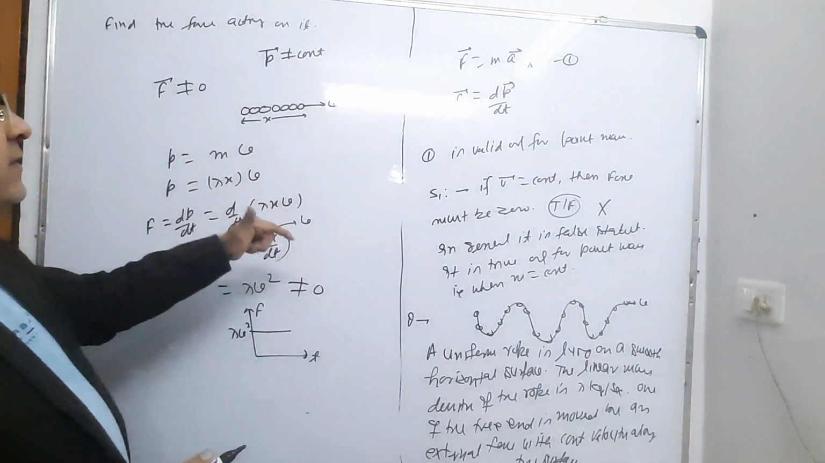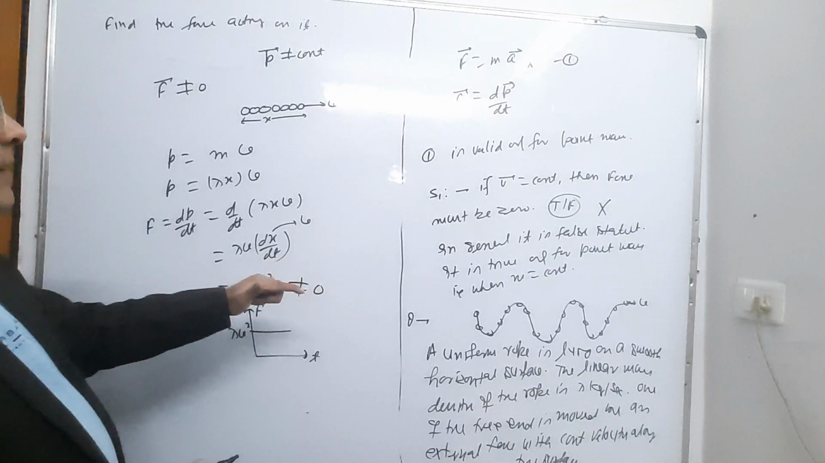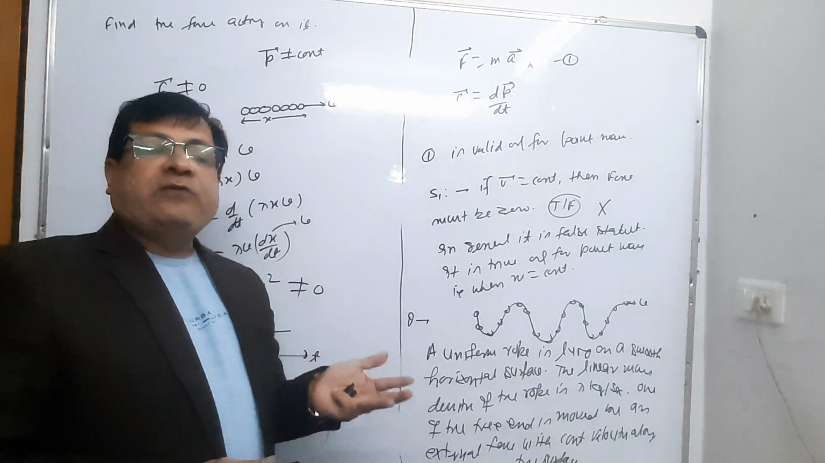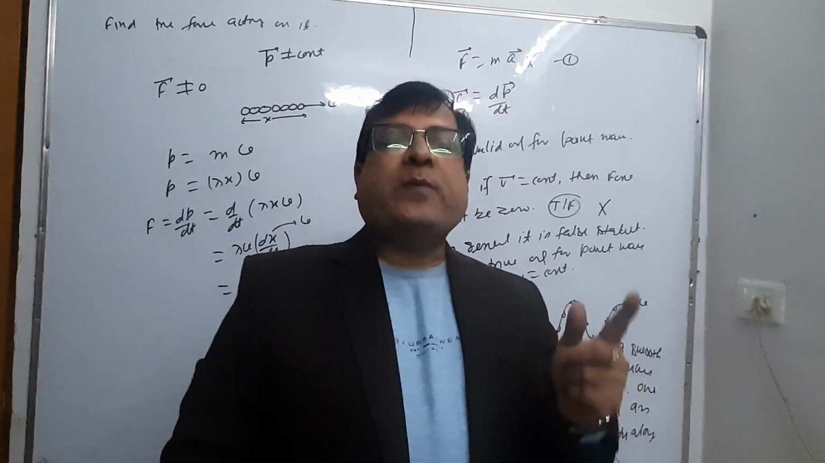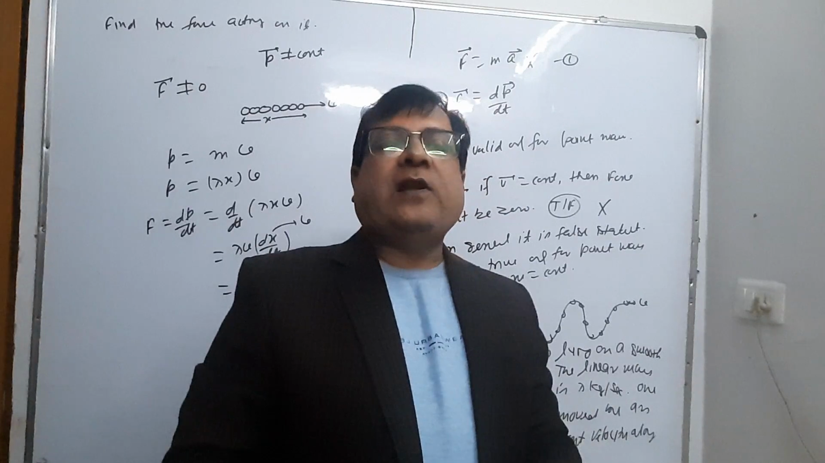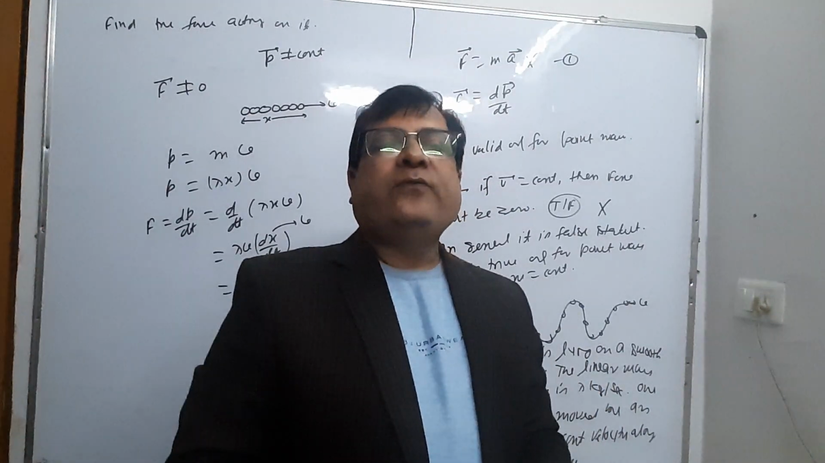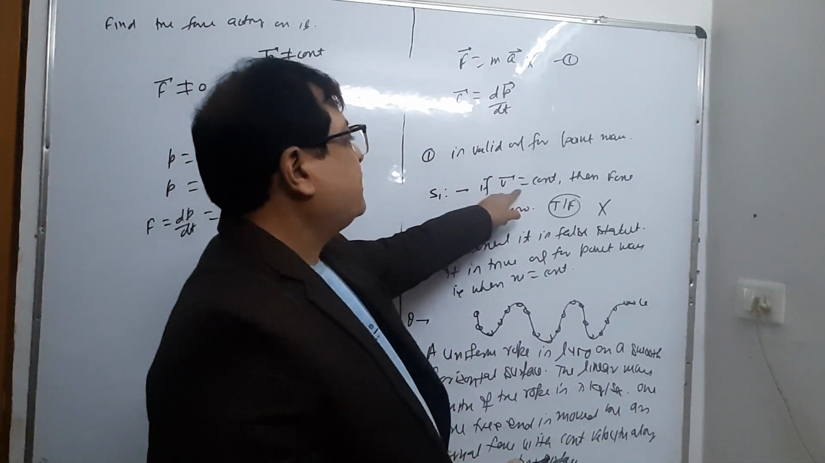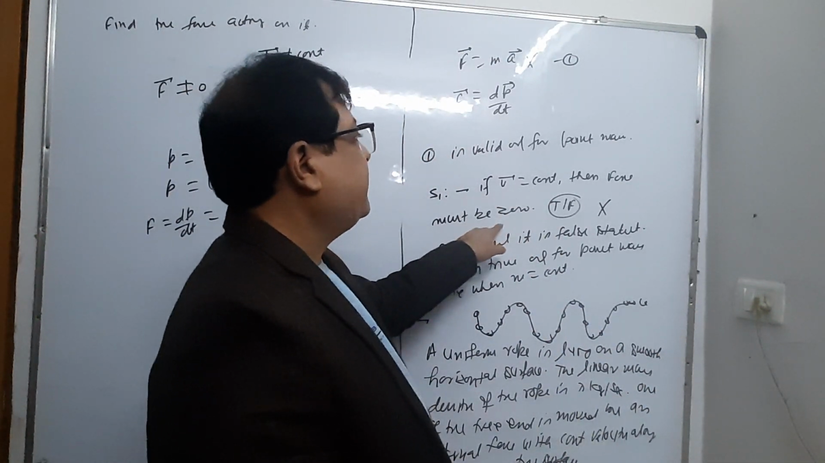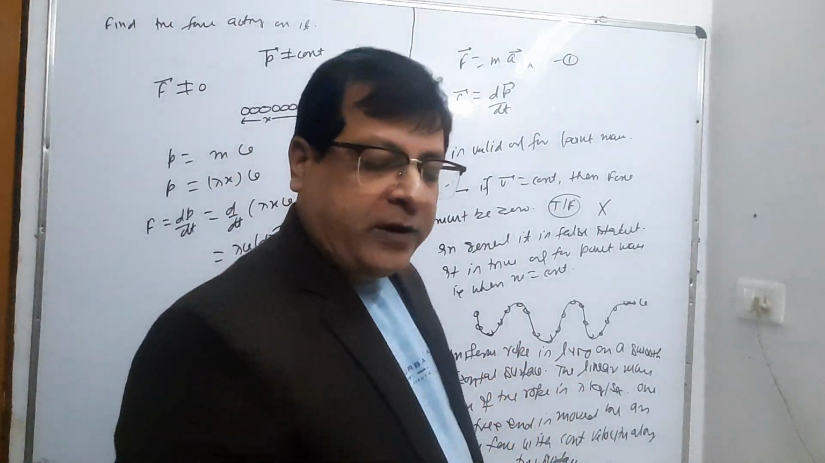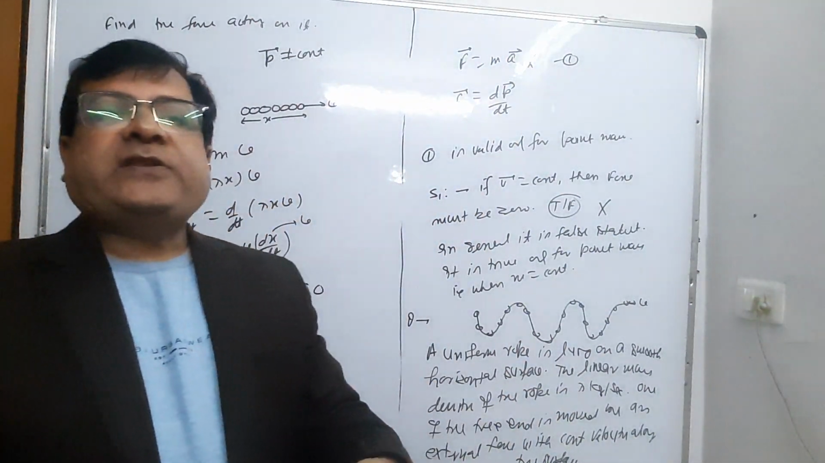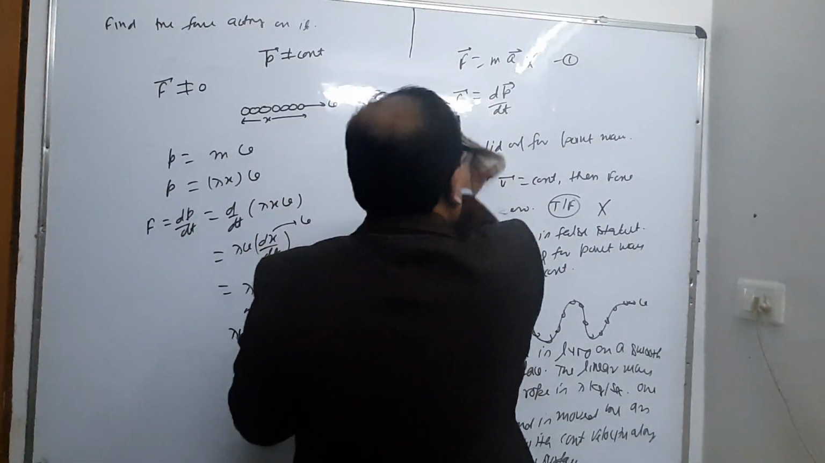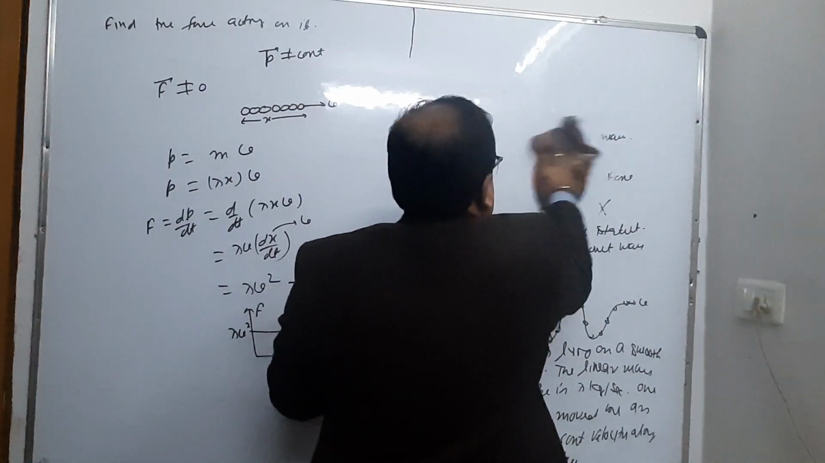So here velocity is constant, and still force is acting because momentum is not constant. Newton's second law says that if momentum is not constant, even if velocity is constant, then a force acts on it. Right? So the statement which I gave you, that if v is constant then the force must be 0, is a wrong statement. Now I am going to tell you which statement should be there for force to be 0.